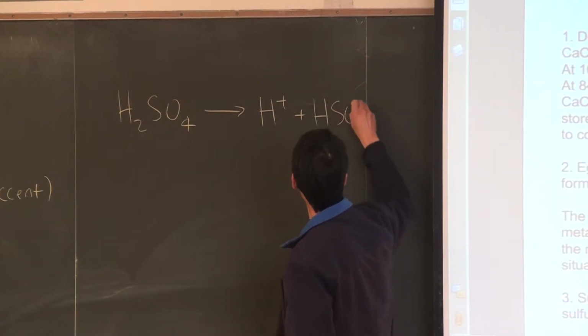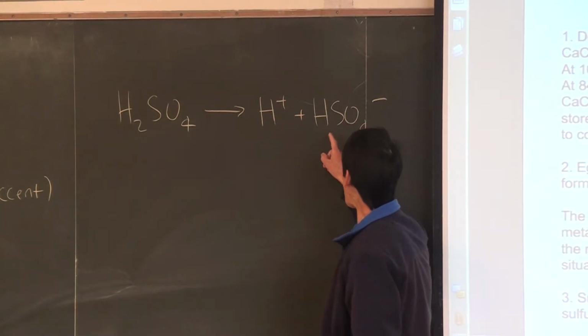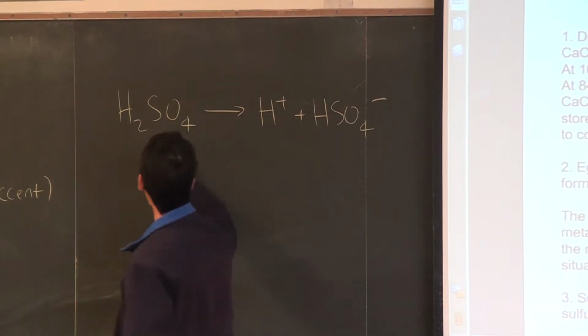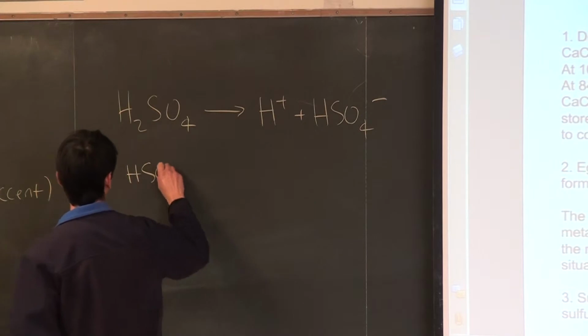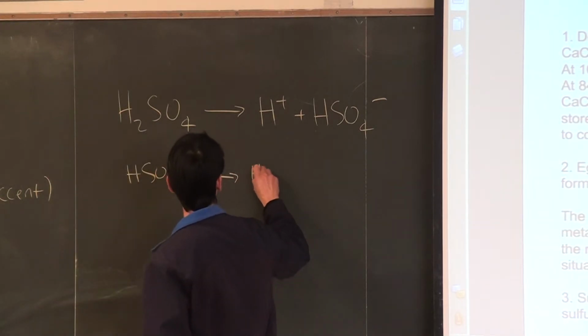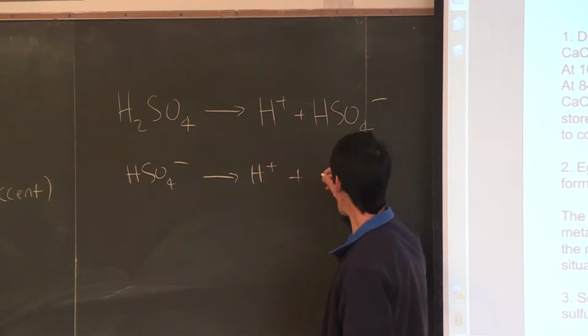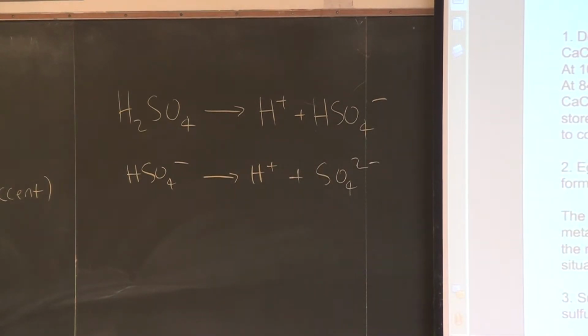HSO4 minus. Okay? Now, HSO4 minus can accept a proton to reform H2SO4, but HSO4 minus can also donate a proton to form H plus, and what's the conjugate base of HSO4 minus? Yes, sulfate. So based on this information, what sulfur-containing substances are in battery acid?